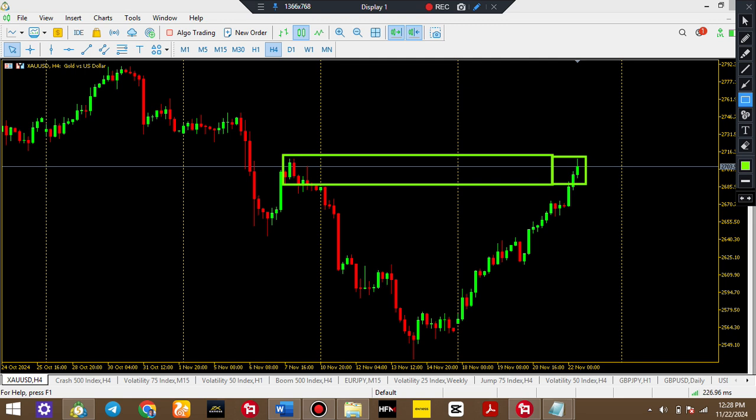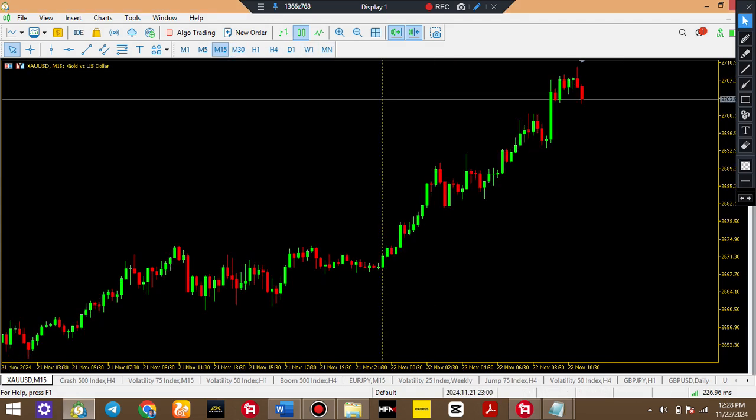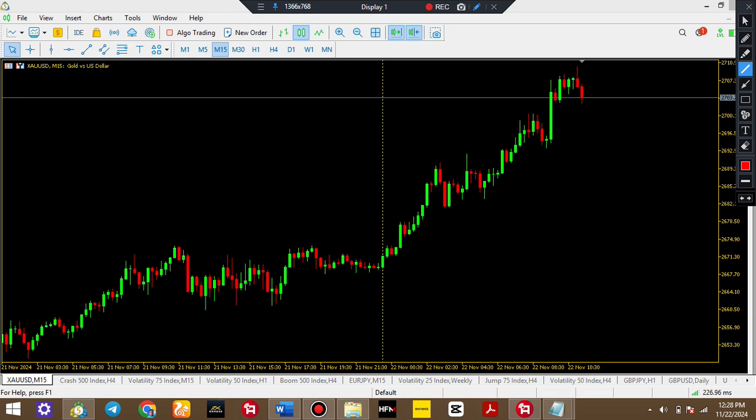So if this area is going to be effective, then for entry purposes we'll come down to our 15-minute time frame for proper refinement. So we'll come down to our 15 time frame. What we just want to see is a change of character, right? First thing, if that area is going to work, we want to see price breaking this point.